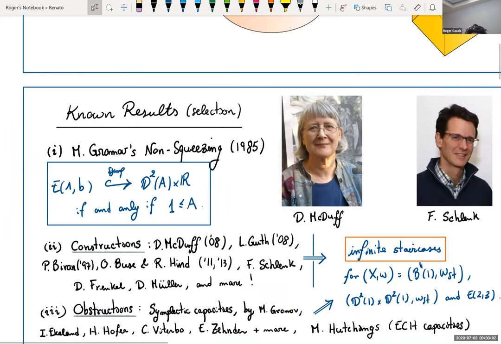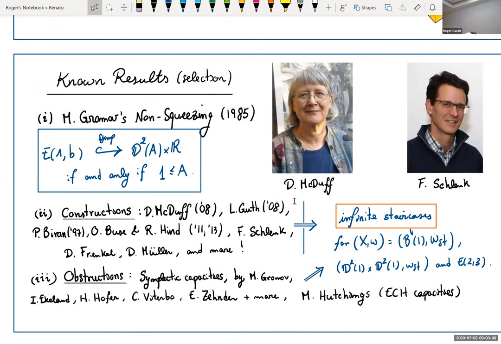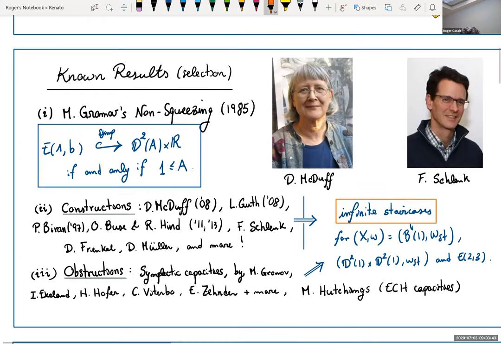Okay, so let me now do a very biased review of what I understand from this field. So here's some selection of results that I like and that kind of lead to what we're studying right now. I think this whole story particularly started with Misha Gromov's non-squeezing theorem, his 85 pseudo-holomorphic curve paper, where he showed that the volume obstruction is actually not the only obstruction. So in his case, he was looking at the following problem. Take this ellipsoid in here, and we normalize it such that A is 1. And so you have this ellipsoid E(1,B).